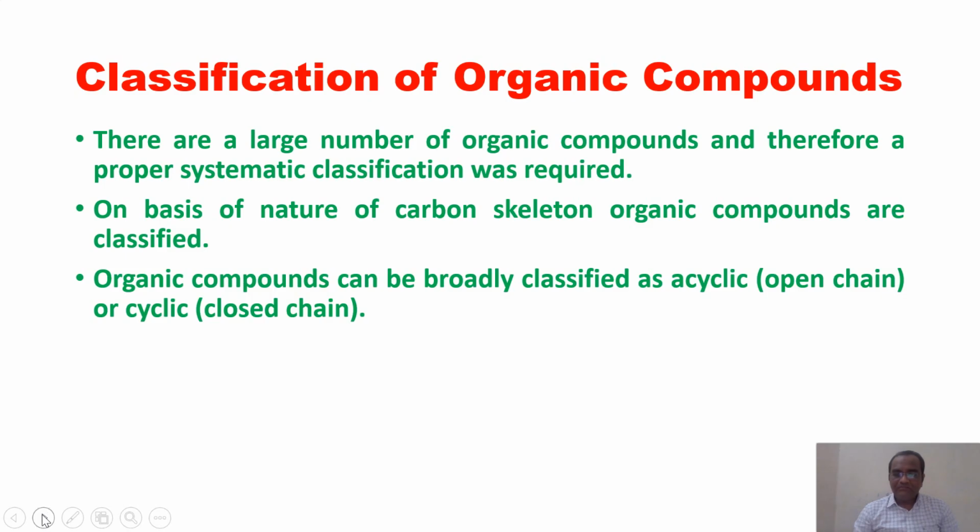Open chain compounds are also called acyclic, while closed chain compounds are called cyclic, because they are cyclic in nature and all the carbons are intact. Open chain compounds may be a long chain, a branched compound, or may not contain any kind of chain. That is why they are said to be acyclic.